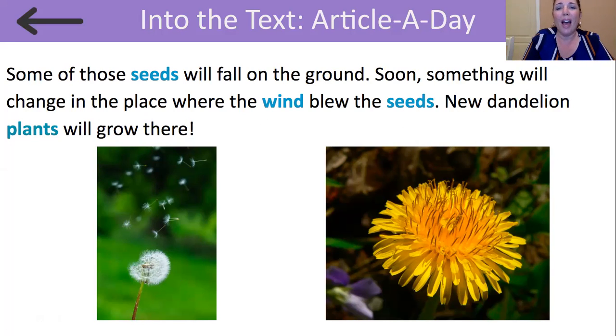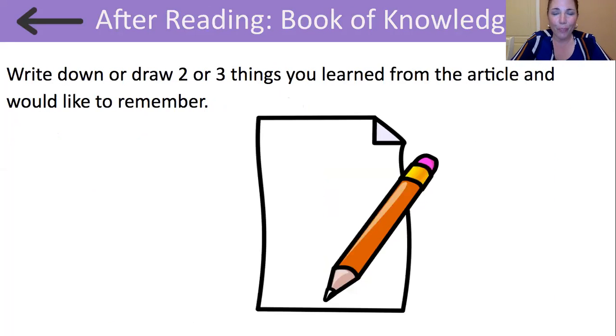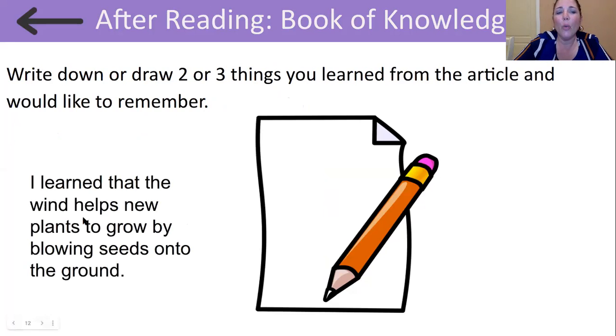So readers, I want you to take out your book of knowledge now. Okay, maybe you have it on a piece of paper, or maybe you have a virtual book of knowledge. And I want you to think about what we read in our article a day. And I want you to write down 2 or 3 things that you learned from the article that you would like to remember. Take a minute and do that now. As I was reading, I thought about what we learned, and I learned that the wind helps new plants to grow by blowing seeds onto the ground.